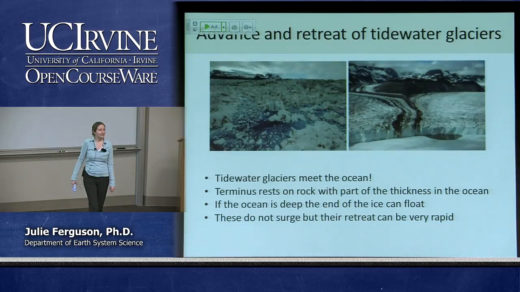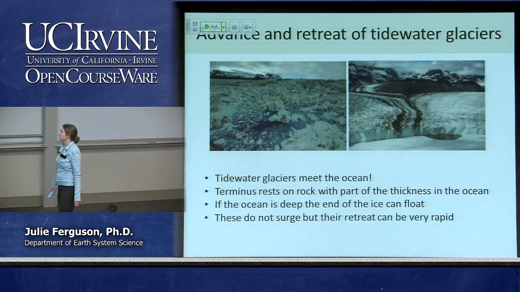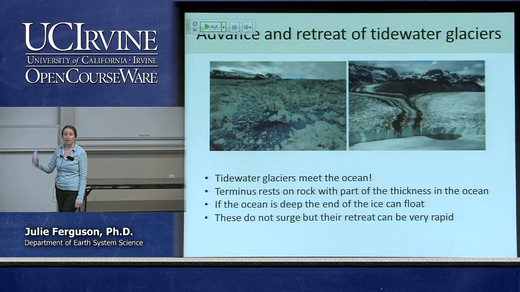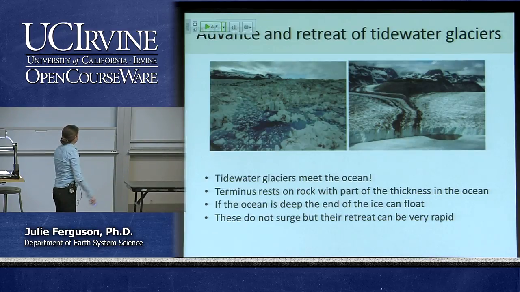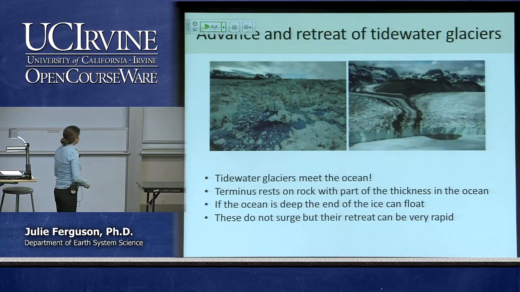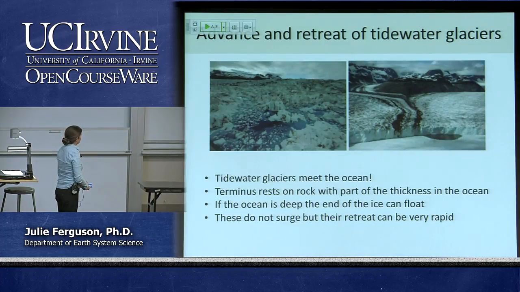So now let's think about where we have ice interacting with water. So let's think about our tidewater glaciers, which, if you remember, are where we have valley glaciers that come down and they meet the ocean. And so our terminus, the end of our glacier, often isn't floating. It usually is resting on sediment or rock, okay? And part of that thickness is actually exposed to the ocean.